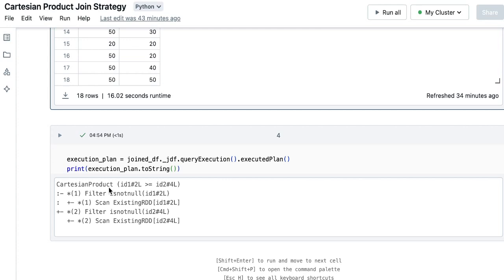I hope you got a fair idea of all the join strategies in Apache Spark, and I am sure that you learned something new today.